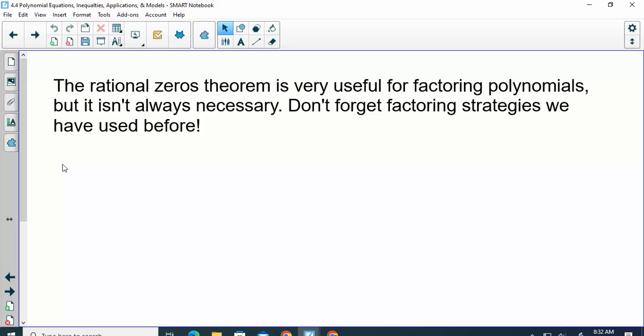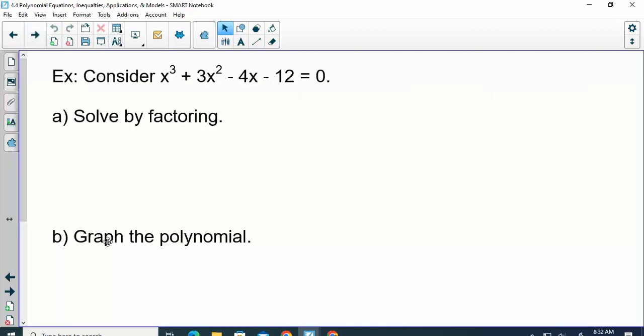GCF, if it's a quadratic, doing slip and slide or quadratic formula. If it's a cube, what do we try a lot of times? Yeah, grouping. So don't forget any of those other strategies. Those are going to be more efficient.